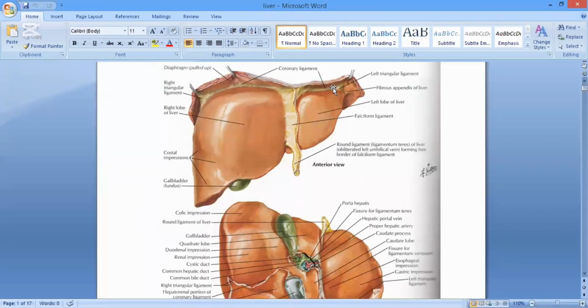Is everything clear now? Now, have a look over this anterior border of the liver, right?